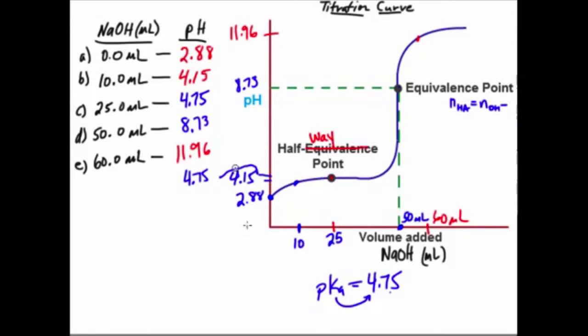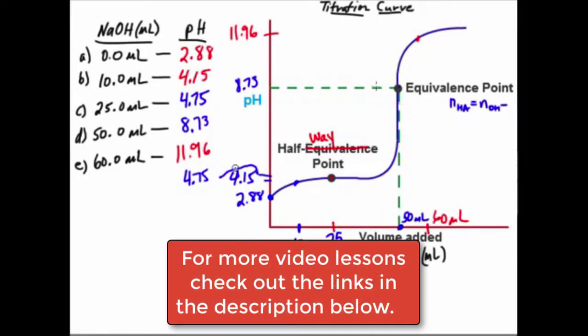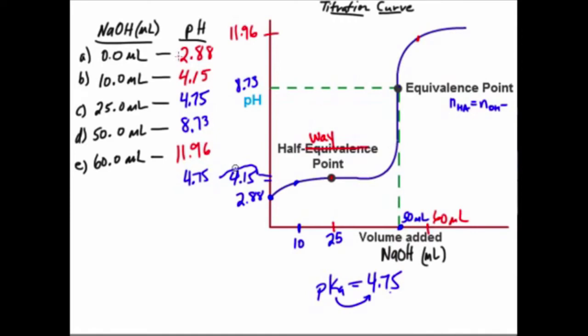Okay, today what I'm going to do is talk about the titration curve that we saw in the last two videos. I'm just going to talk a little bit about this curve. At the end of that, we saw that the pH went drastically up from 2.88 all the way up to 11.96, but it didn't do it in a linear fashion. It did it in this weird shaped curve.